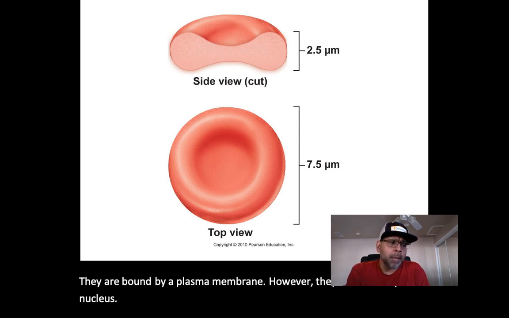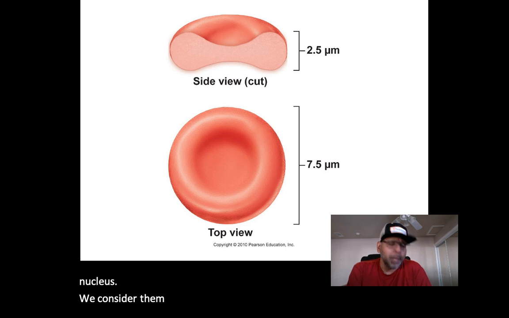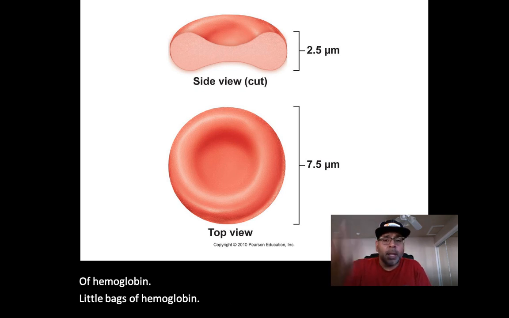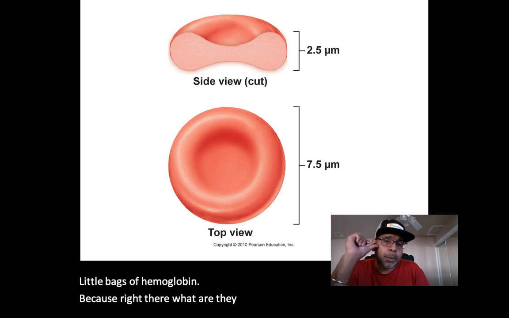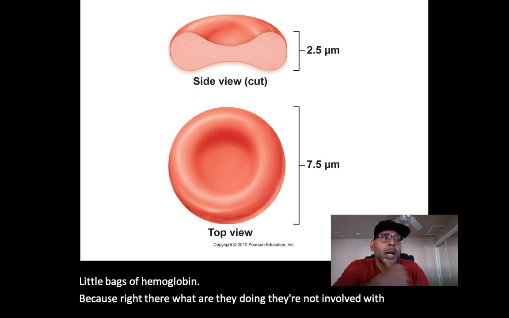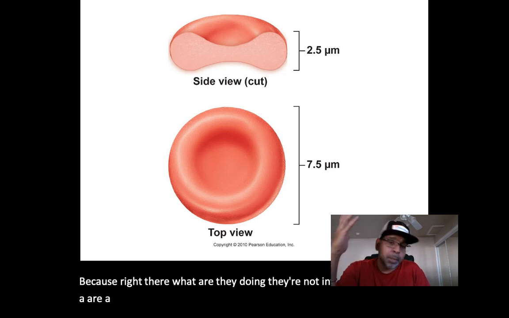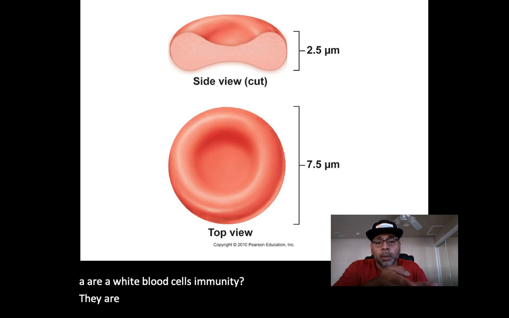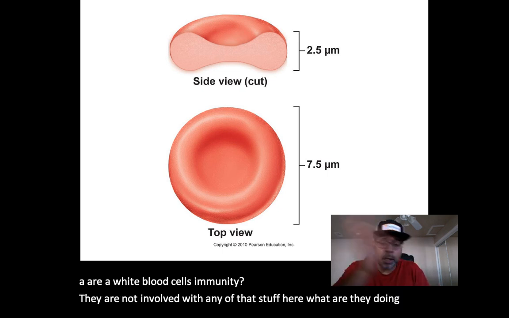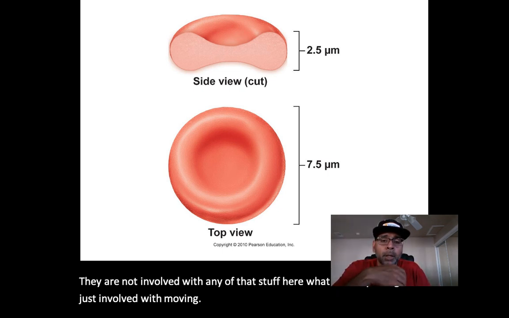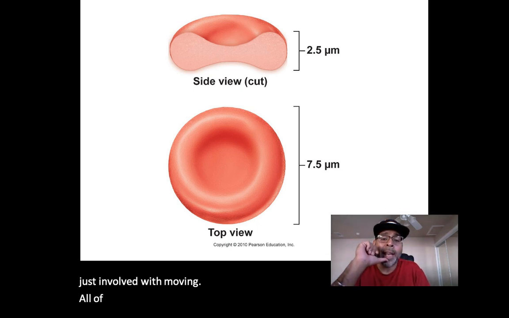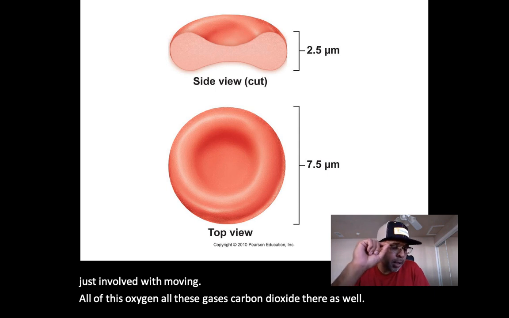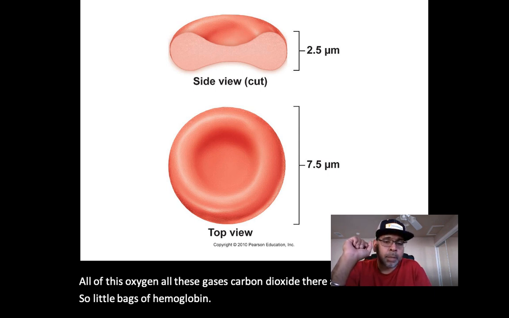We consider them basically little bags of hemoglobin. Because what are they doing? They're not involved with, let's say, our white blood cells, immunity. They're not involved with any of that stuff here. They're just involved with moving all of this oxygen, all of these gases, carbon dioxide as well. So, little bags of hemoglobin.